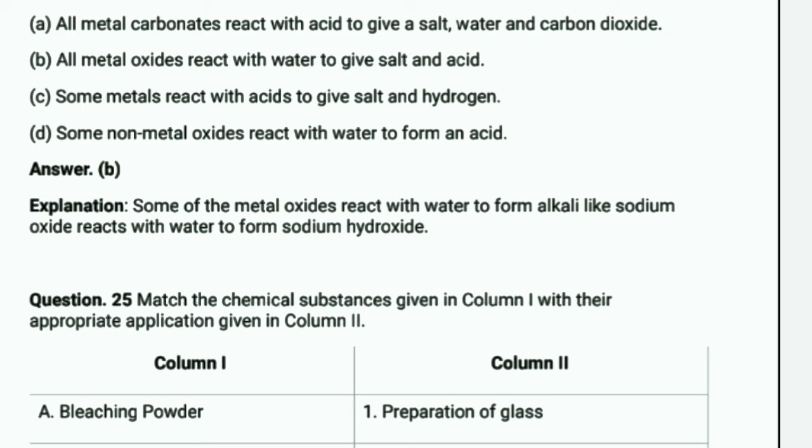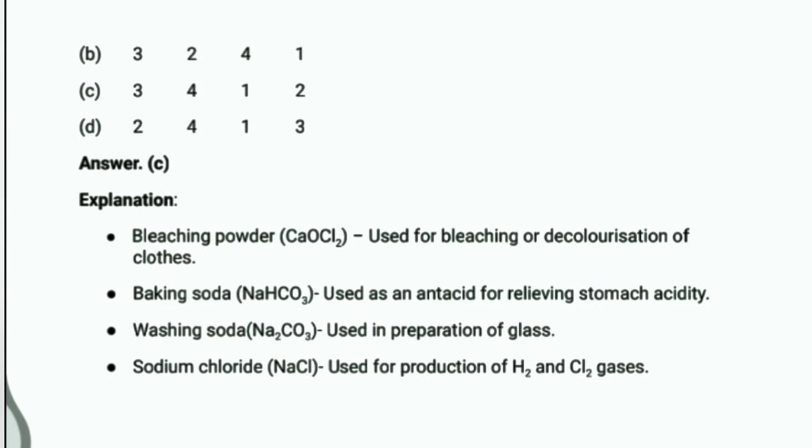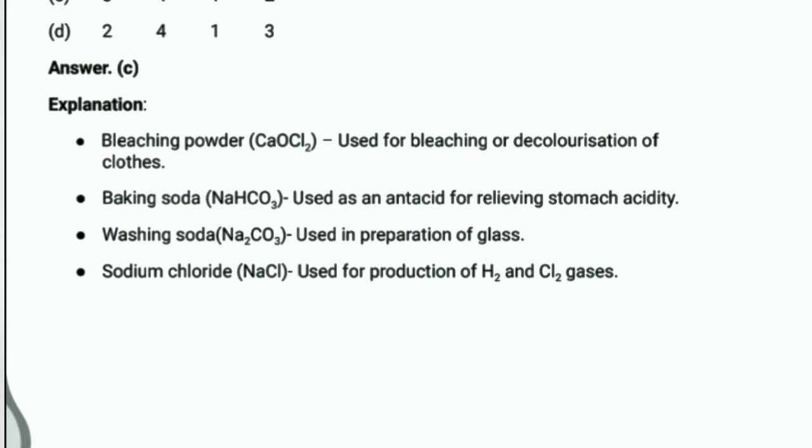Bleaching powder, decolorization; baking soda, antacid; washing soda, preparation of glass; sodium chloride, production of H2 and Cl2. Explanation. Bleaching powder, CaOCl2, is used for bleaching or decolorization of clothes. Baking soda, NaHCO3, is used as an antacid for relieving stomach acidity. Washing soda, Na2CO3, is used in preparation of glass. Sodium chloride, NaCl, is used for production of H2 and Cl2 gases.